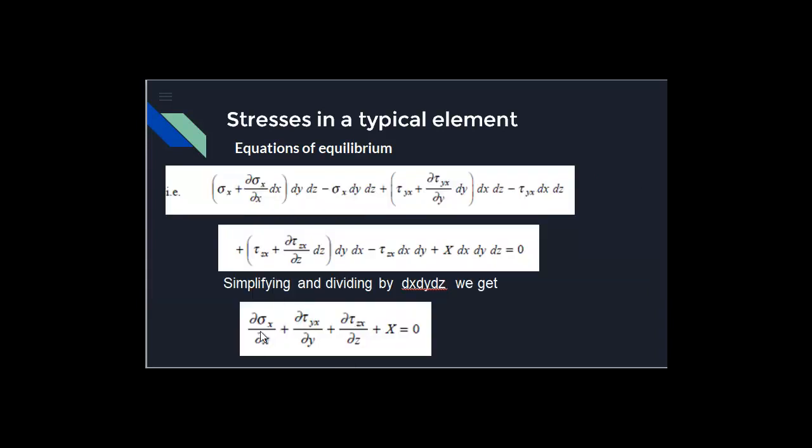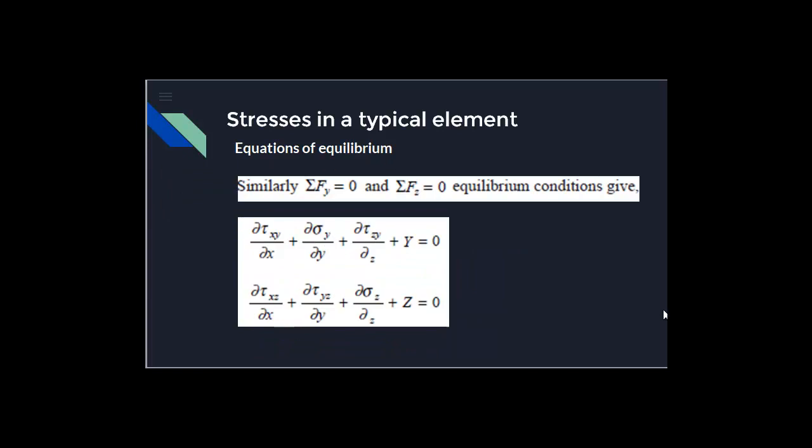∂sigma x by ∂x plus ∂tau yx by ∂y plus ∂tau zx by ∂z plus X, where X is the body force, is equal to 0. Similarly, when we apply the equilibrium condition as the algebraic sum of all the forces acting along the y direction equal to 0 and the z direction equal to 0, the stress equation can be obtained as ∂tau xy by ∂x plus ∂sigma y by ∂y plus ∂tau zy by ∂z plus Y is equal to 0. Similarly in the z direction.